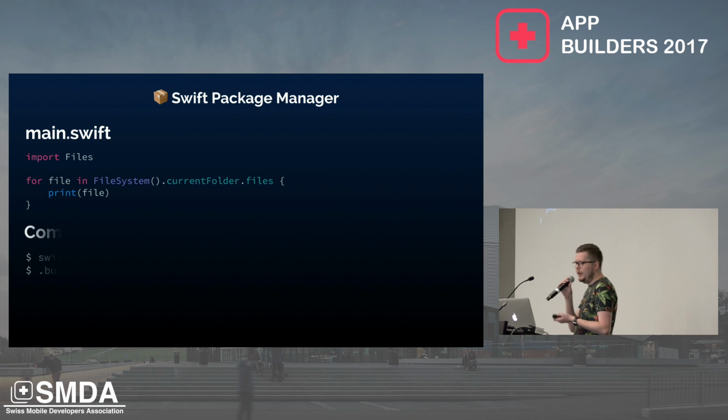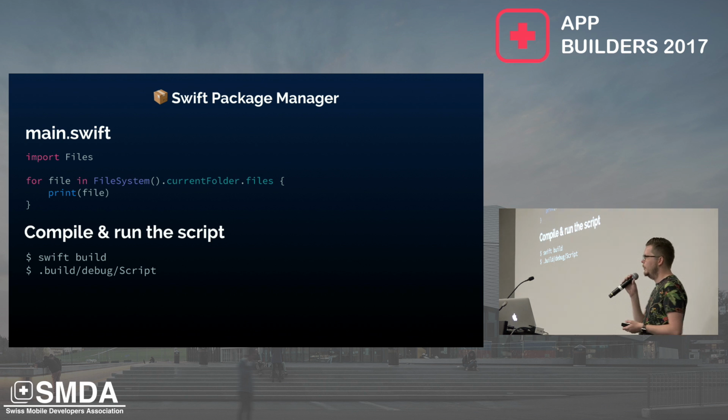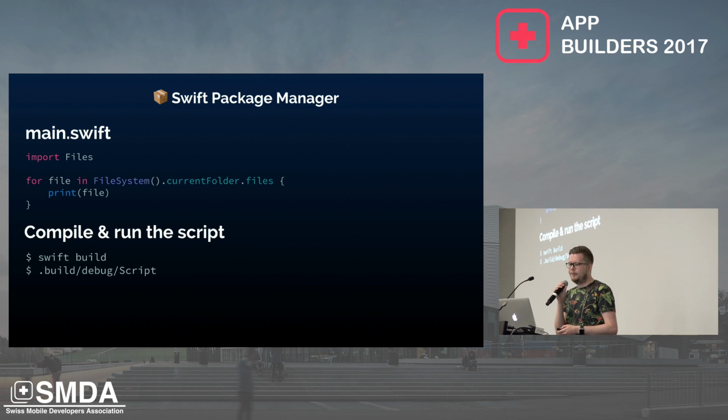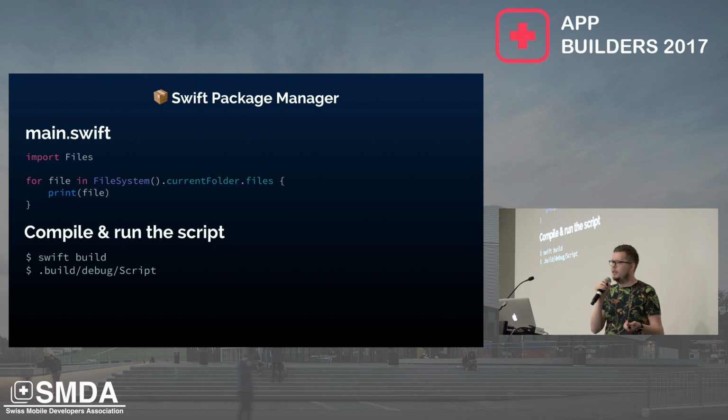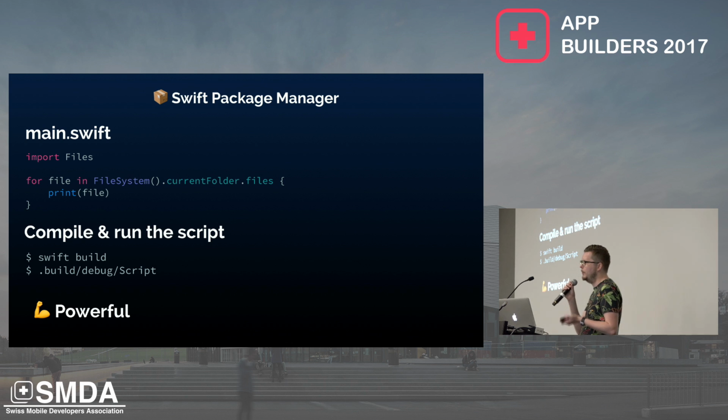Compiling and running is done by invoking swift build, which builds a binary command line tool that you can then execute right from the command line. So you can go into the build folder, the debug subfolder, and then run the script from there. The advantage of this approach is that it becomes really powerful. It's also a lot faster because when Swift simply runs your script from the command line, it doesn't use any optimizations.